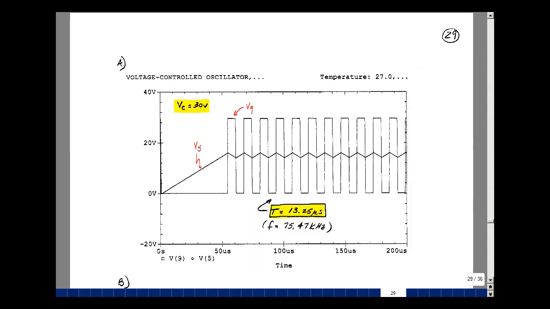In this first simulation, I set that control voltage battery at the far left of the schematic to 30 volts. This is the output of the linear circuit. It's just a ramp, then another ramp, not as long, and then repeating and repeating, where the slopes here look like they're the same.